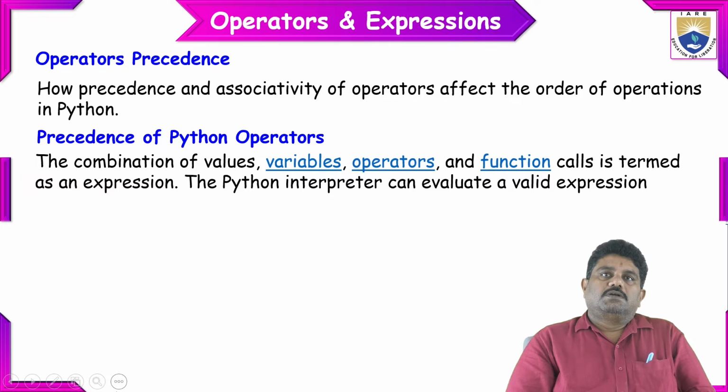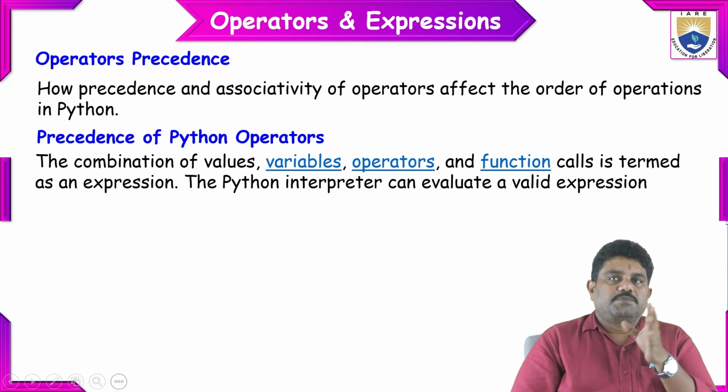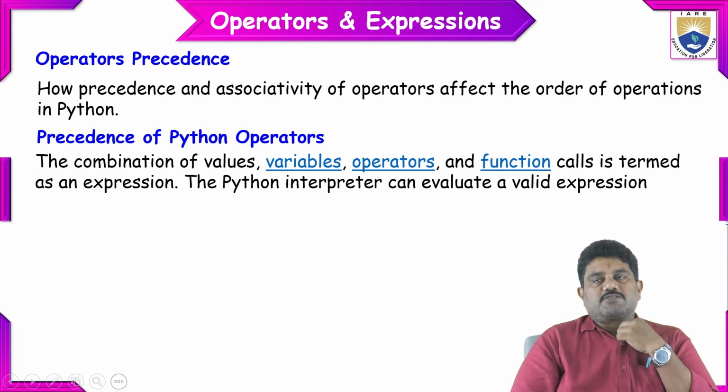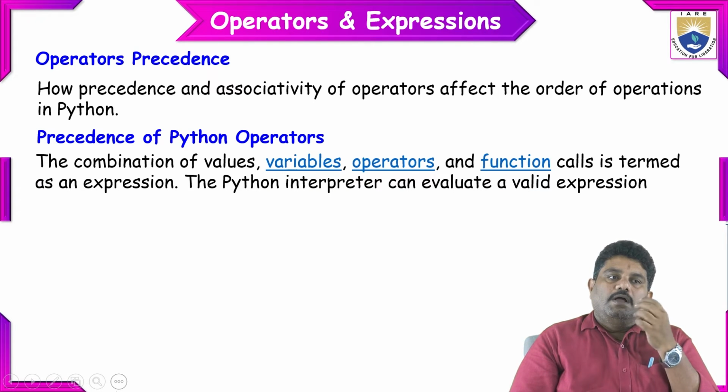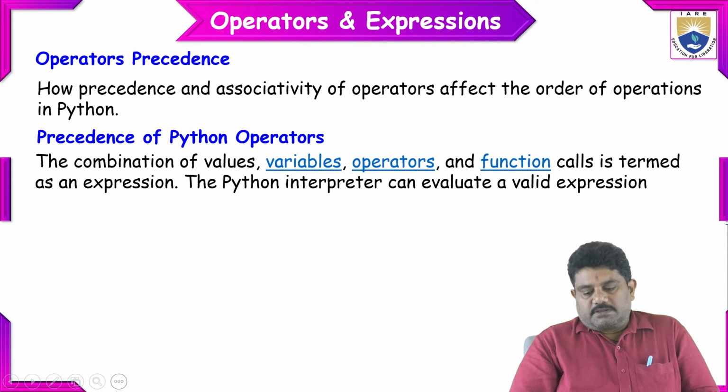Operator precedence. We will now see how precedence and associativity of operators affect the order of the operations in Python. When is it required and why is it required? Precedence means an order in which an expression has to be executed. An expression may contain many operators. If there are many operators in an expression, in which order they have to be evaluated to get the proper output, this operator precedence decides that.